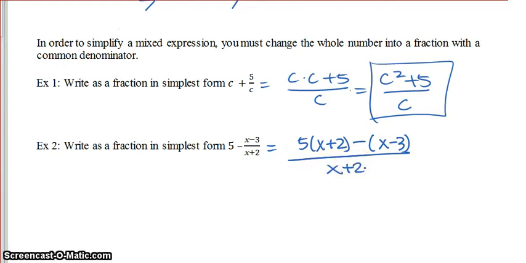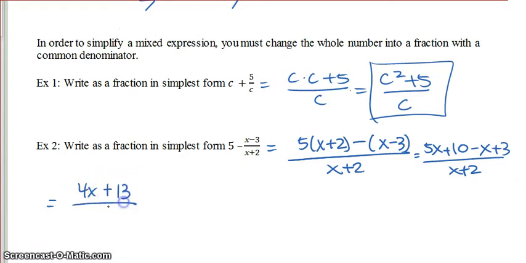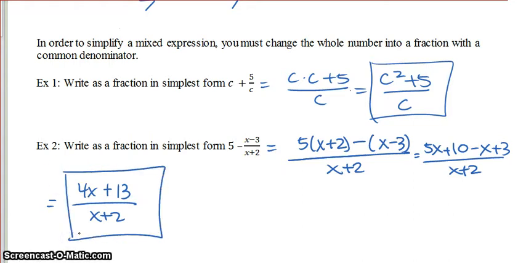So I've got to do some simplifying. So I'm going to distribute out everything. So I'm going to have 5x plus 10 minus x plus 3, divided by x plus 2. Then come over here. That's going to be 4x plus 13 over x plus 2. You cannot simplify. The numerator does not have a GCF, so therefore we cannot simplify anything. So that would be our answer.